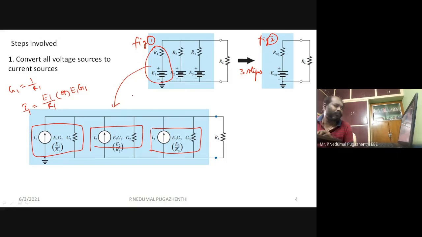This is the first step: convert all voltage sources to current sources. Clear? Any doubts in this slide? Please tell me whether you are clear with what is happening here. This voltage source is converted into a current source. The voltage source in series with the resistance is converted into the current source in parallel with the conductance. Okay, that's the character, right?